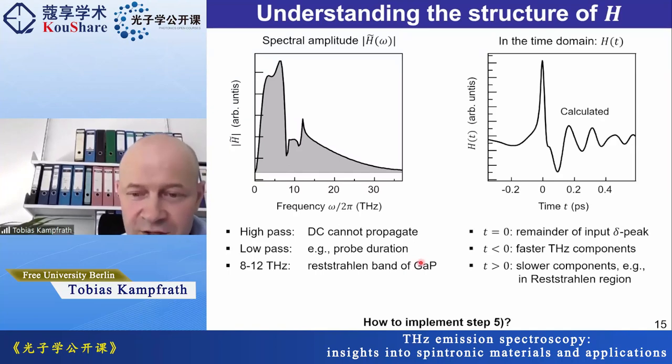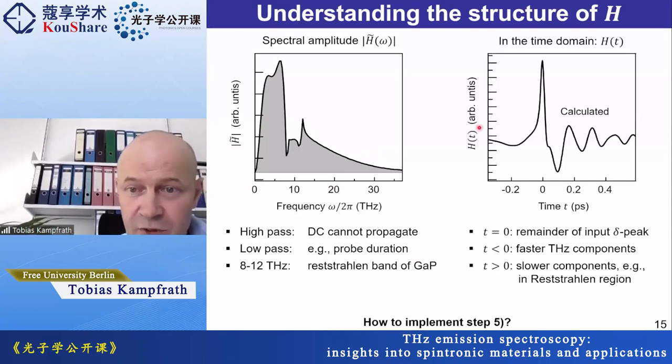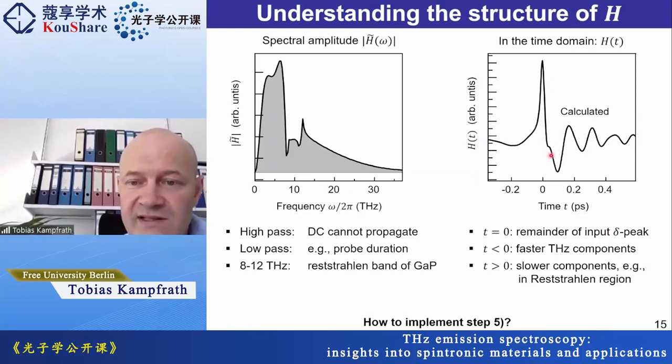It's also interesting to look at the transfer function actually in the time domain. So this is in the frequency domain. You can now take this transfer function, including the phase, and inversely Fourier transform it, and then you get it in the time domain. And this is a terahertz signal that you would measure if your terahertz field would be a delta pulse. So if you would have an emitted terahertz pulse that would look like a delta function, then this is the signal that you would measure.